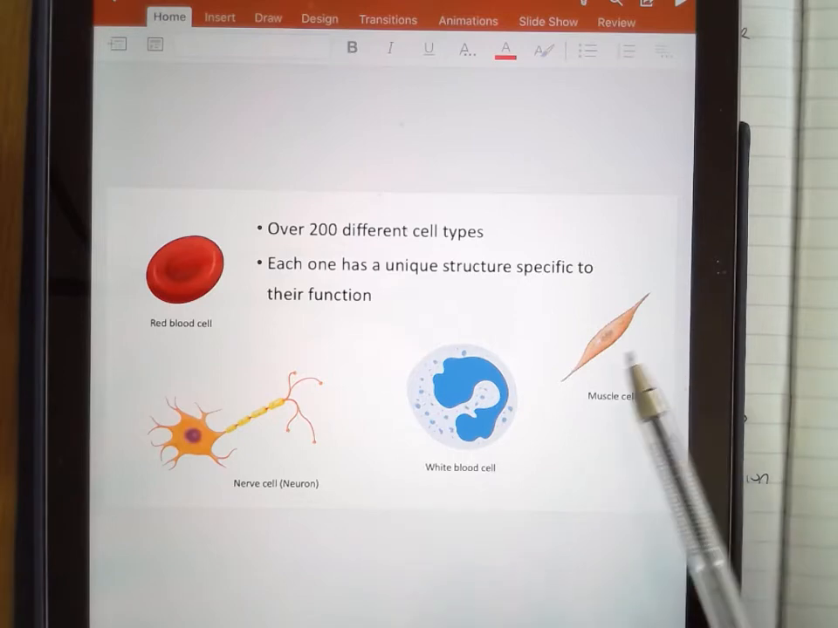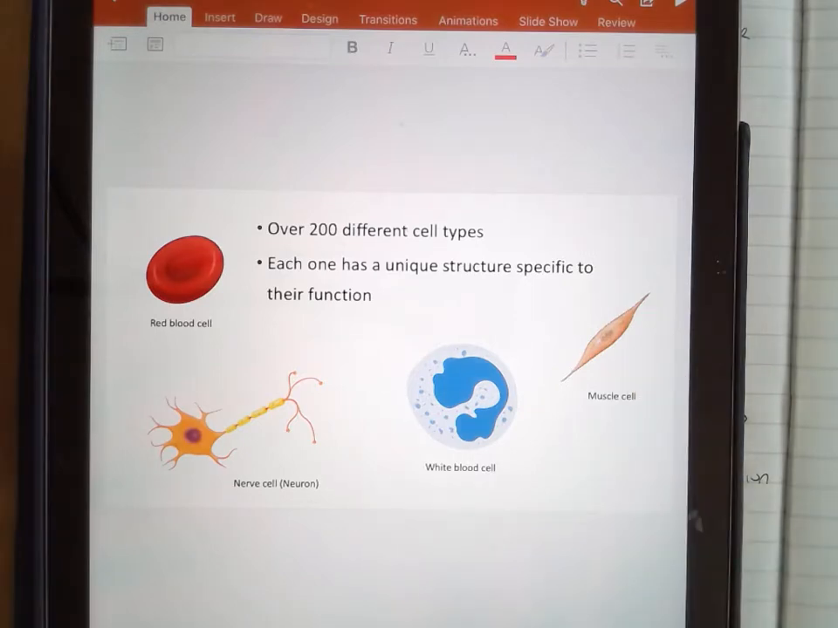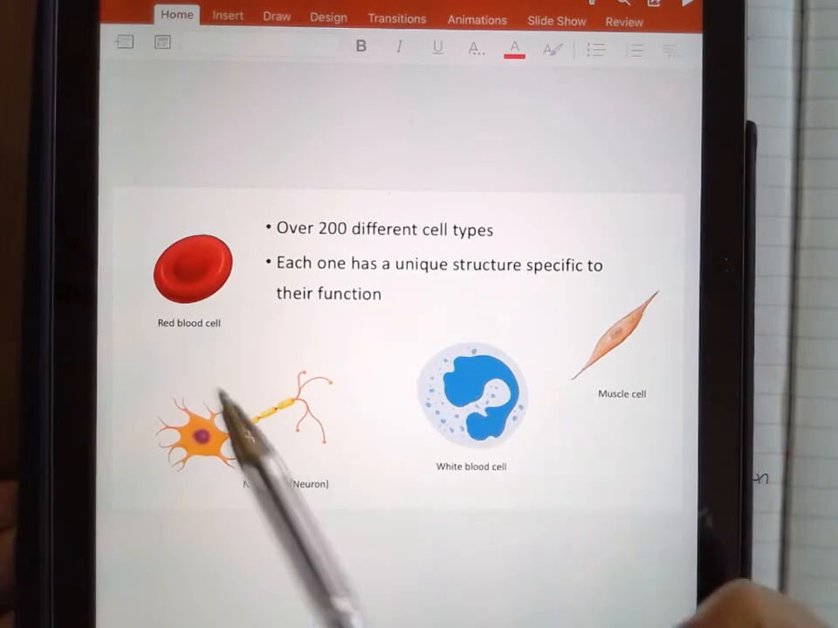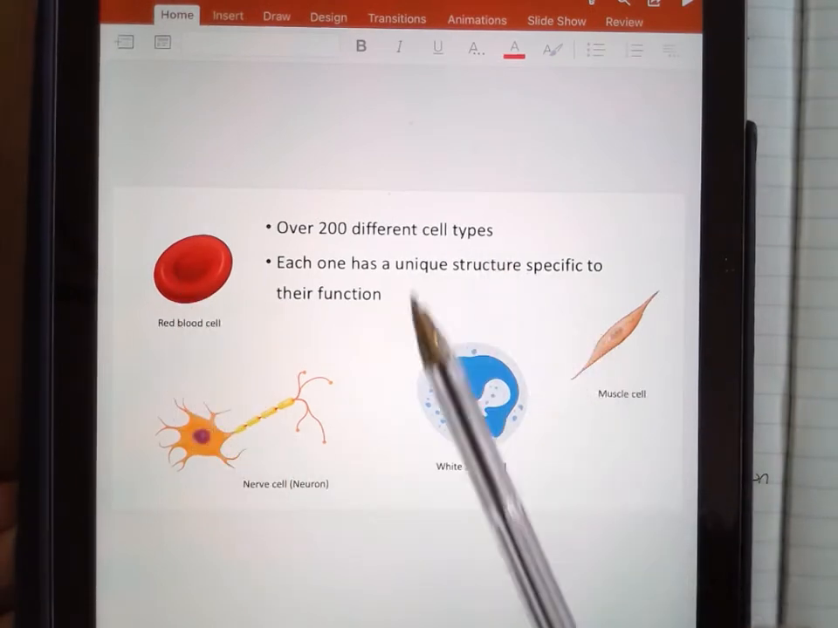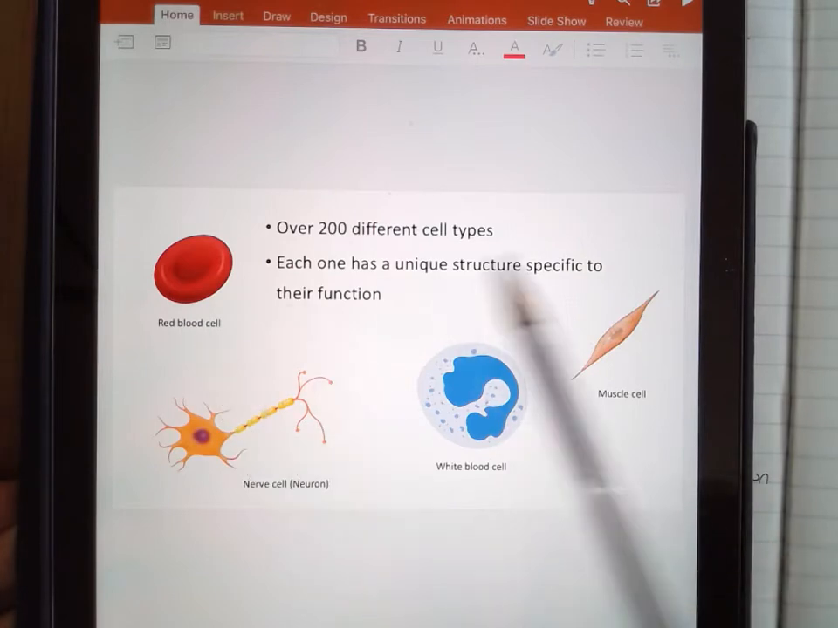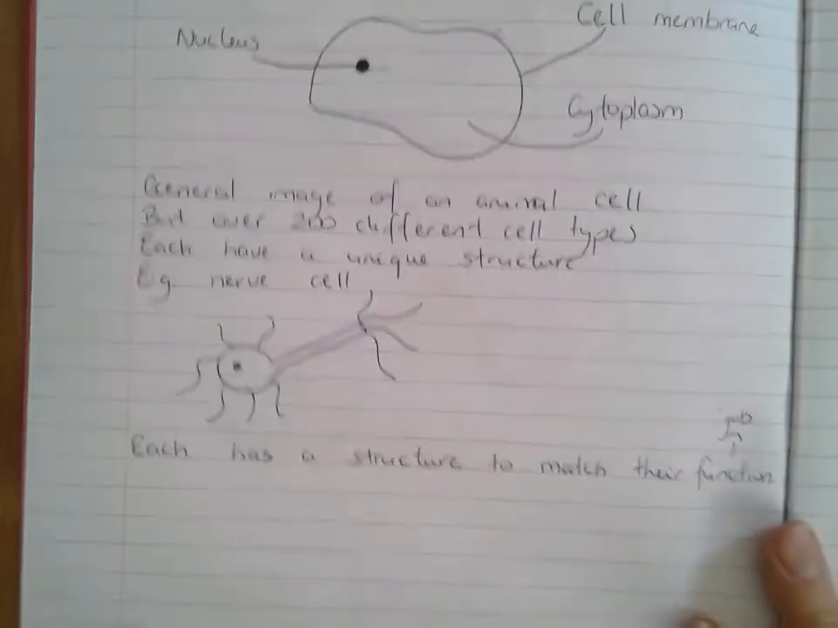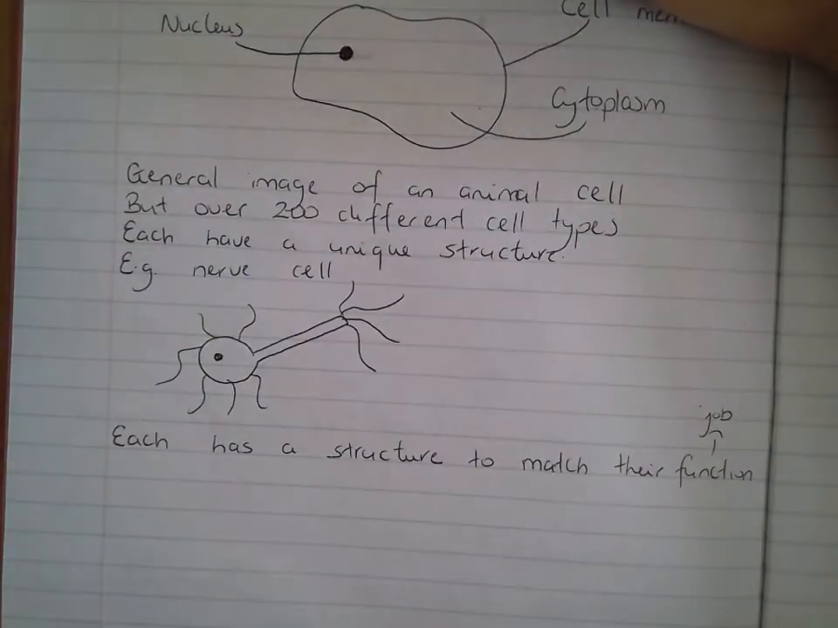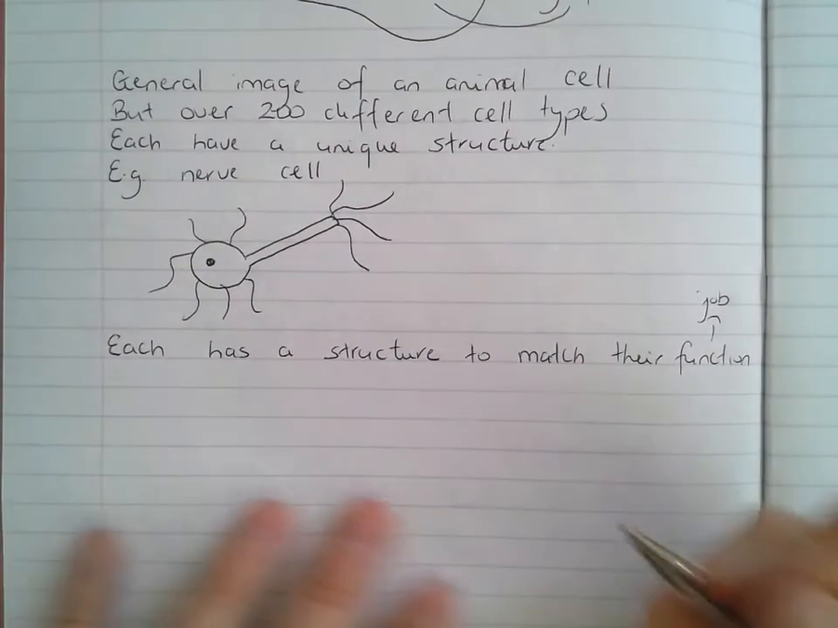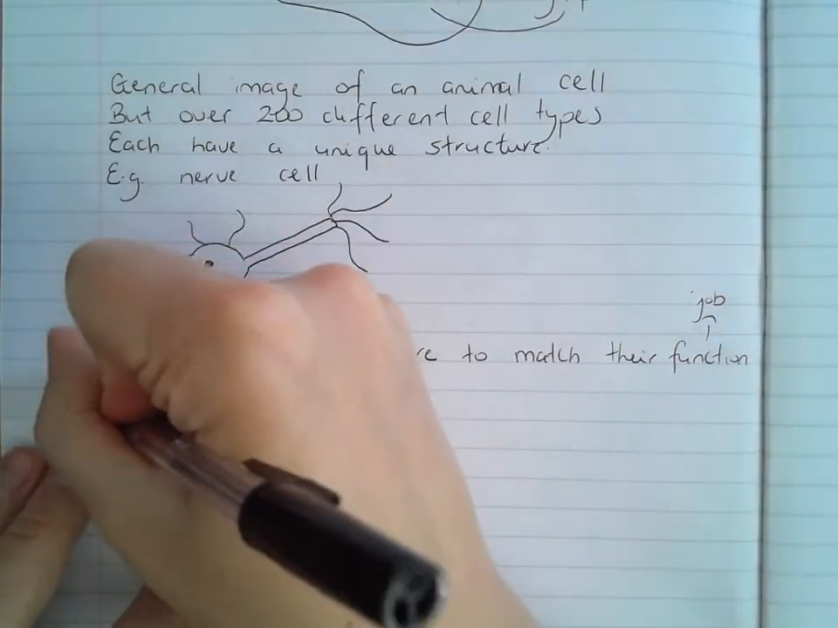Then over here, you've got a muscle cell, okay? Your muscles allow you to move, so muscle cells are quite flexible. They need to be able to move. Red blood cells are also quite flexible. It needs to squeeze through all of your veins and arteries as it carries oxygen around the body. So it needs to be flexible and squeeze through the blood vessels, okay? So each of your different cell types has a unique structure. So it looks a certain way because it's got a unique function, because it has a certain job. So each has a structure to match their function. Okay, so if you've got over 200 different cell types, they all look different.